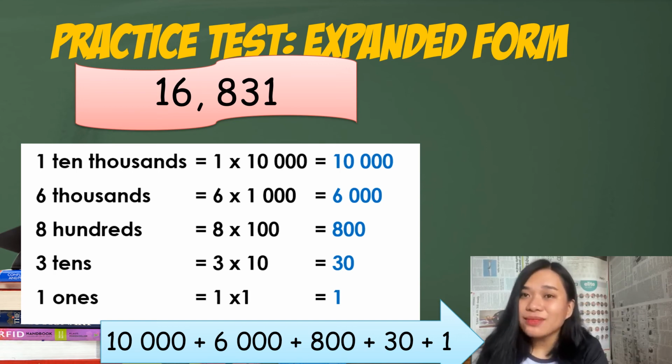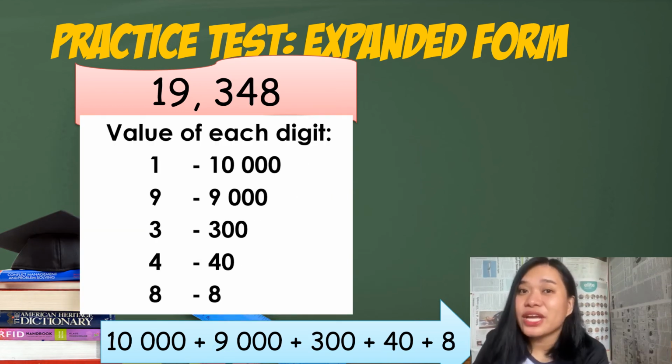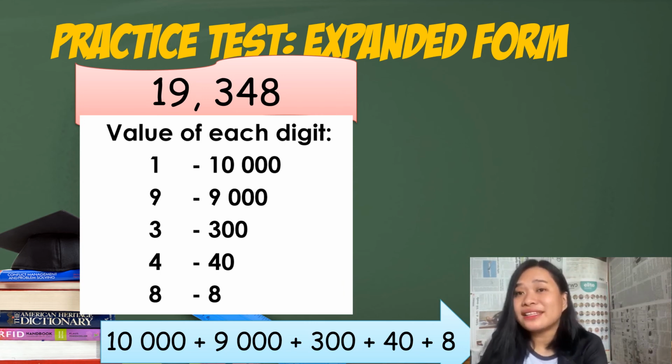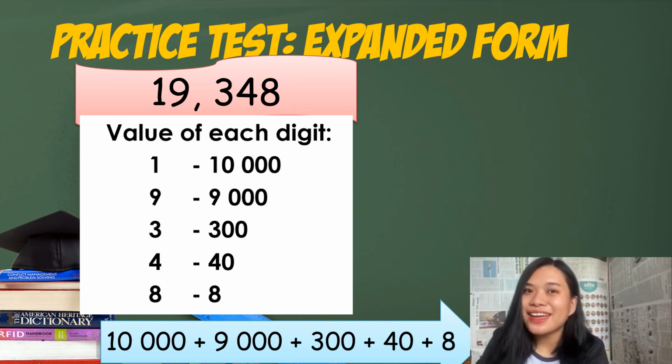So what do we get? We have 10,000 plus 6,000 plus 800 plus 30 plus 1. Did you get it right? Try to express this number in expanded form through value. So we have this number, 19,348. So I'll give you 10 seconds to identify the value of each digit in this number. I know you can do it right.